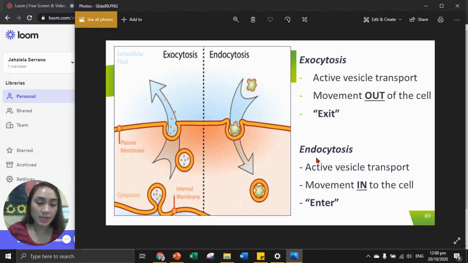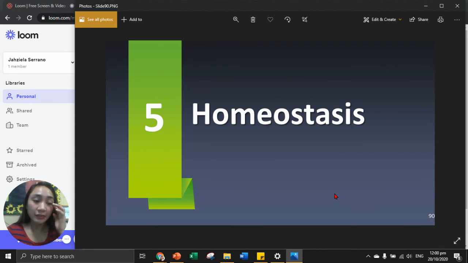Next is endocytosis, which is another active vesicle transport, movement into the cell or entering, no? So yung arrow natin, we look at this, there is a molecule from the outside and then going in of the cell means entering, no? Endo, enter.